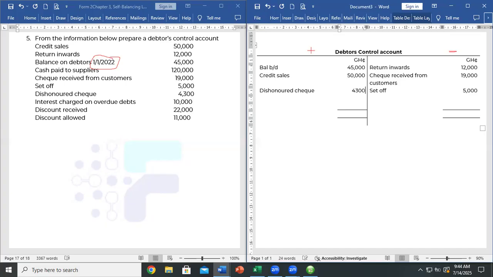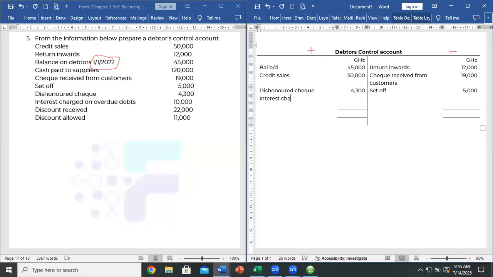Because when you receive the check, it reduces it. If the check is not being paid or honored, then you have to debit it to cancel the earlier receipt. We have interest charged on overdue debtors. I indicated to you the person owes you and you are charging him interest. Okay, so the balance will go up. So interest charged, 10,000.